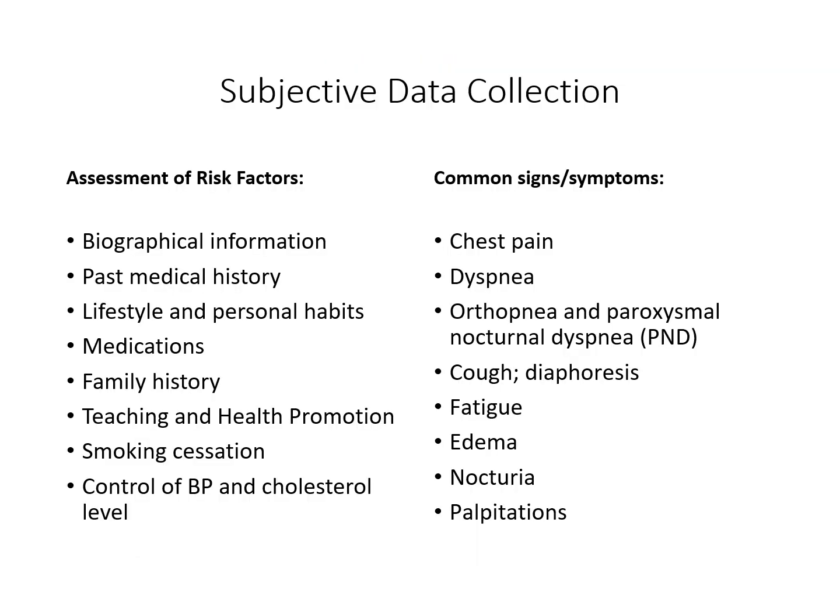Now we're shifting into subjective data, which is everything the patient tells you. And this is going to be a critical step because it often gives you the first clues about cardiovascular problems, sometimes before you even assess the patient. So we're assessing risk factors. When we're collecting a history, we want to identify any risk factors for cardiovascular disease, starting with any biographical info, so age, sex.